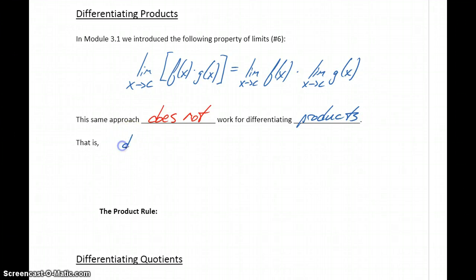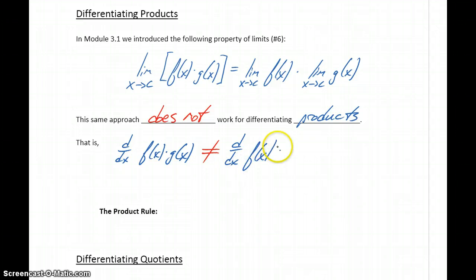So another way to say that would be that the derivative of f of x times g of x is absolutely not equal to the derivative of the first function times the derivative of the second function.